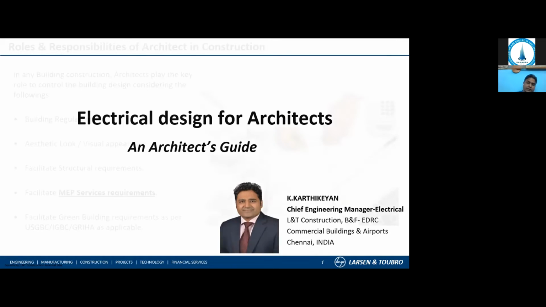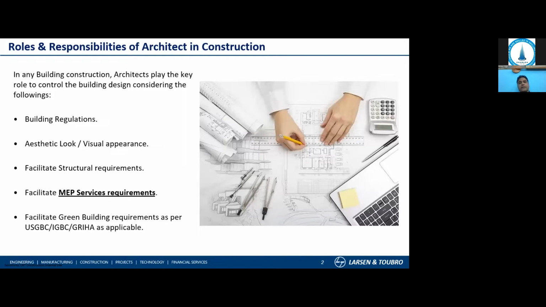Today's topic is about MEP design for architects. So we need to start with the role and responsibility of the architects in construction, especially for buildings. As you all know, the architects are generally called the captain of the ship or pilot of the aircraft. They play a major role, especially in a building, where they need to ensure that the building is designed to meet all the functional requirements for the application it is intended for, following all the building codes and regulations, and that the aesthetic appearance is taken care of. At the same time, it is very important to take care of the structural elements. And of course, all the MEP services which have to be facilitated in the building have to be taken care of.